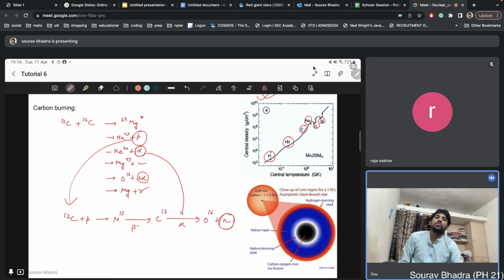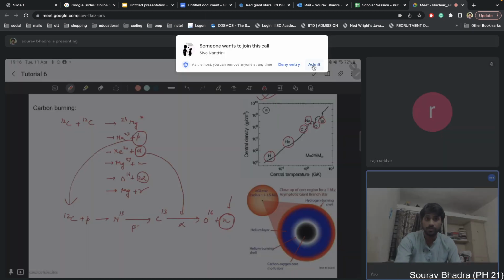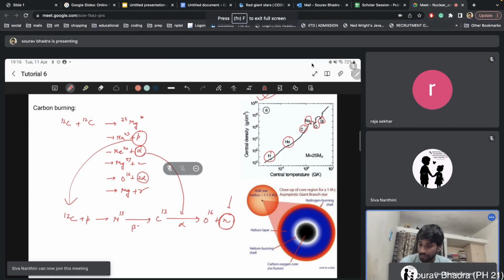This is the neutron which is required for the neutron induced reaction for the elements beyond iron. So it is one of the sources of neutrons, because for neutron induced reactions the free neutrons are required. So this reaction is giving you a source of free neutrons. Okay, so that's why it is important.